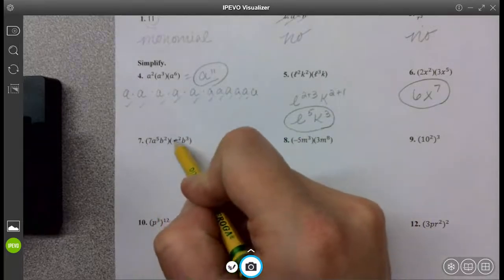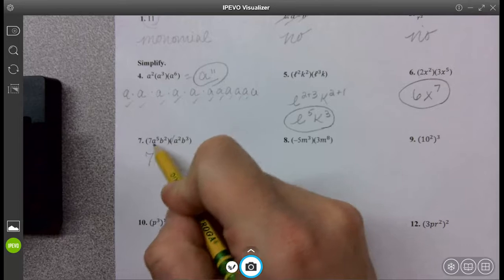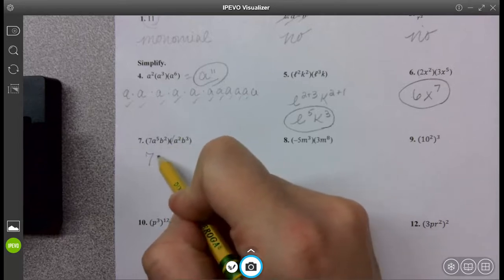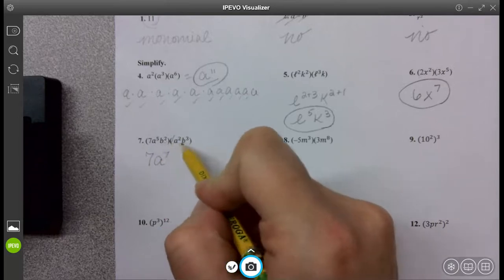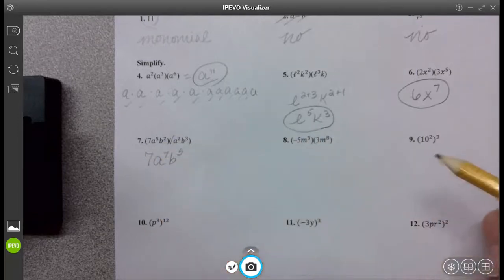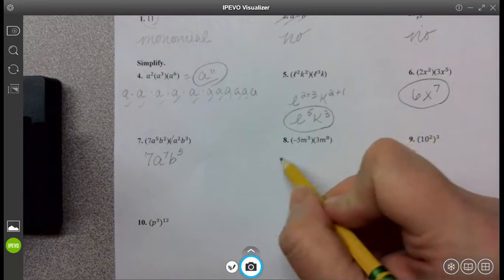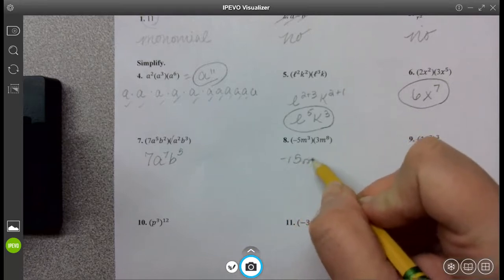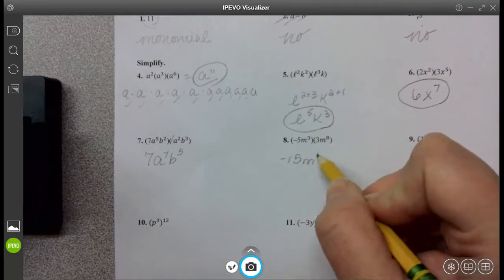7 times, well, what's here? 1 is 7. I have 5 A's, I have 2 A's, therefore I have 7 A's. I have 2 B's and 3 B's, I have 5 B's. We're multiplying across, so we add our exponents. Here should be negative 15. I have 3 M's and 8, make 11.